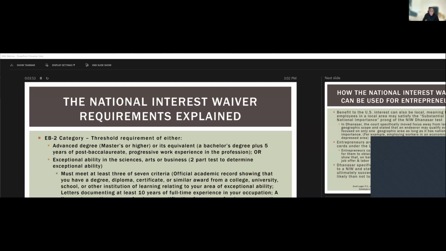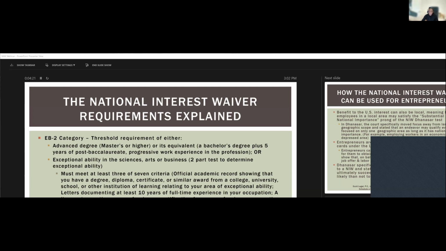So let's talk first about something that often comes up when we're looking at national interest waiver petitions. We get a lot of people who contact us and say, hey, I saw that if you have an advanced degree or if you have this thing called exceptional ability, you can get a national interest waiver, you can get a green card. And they say, well, I have a master's degree or I have a doctorate, so can I get the national interest waiver? And the answer to that is no.